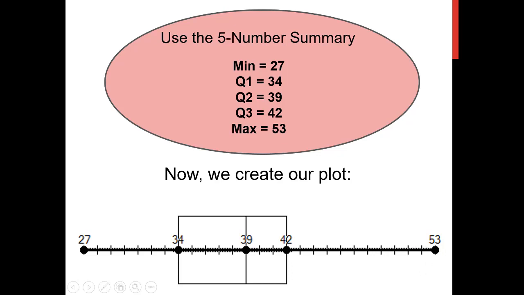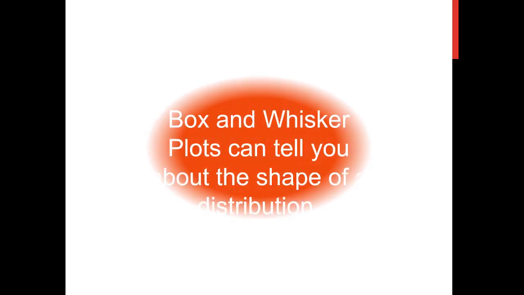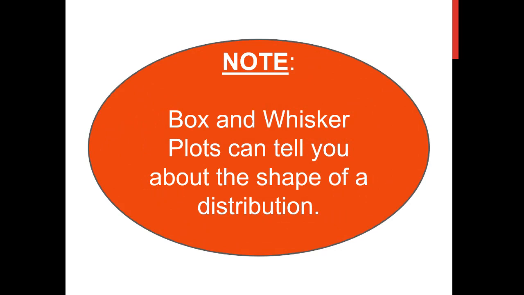Why is it important that we have a graduated number line? The reason is we call this graph a box and whisker plot because it looks like a box that has whiskers. But those whiskers actually tell us something. The length of those whiskers tells us about the shape of a distribution. So box and whisker plots can tell you about the shape of a distribution. If you have a long whisker on one side and a short whisker on the other, then that tells you it's going to be a skewed distribution in the direction of the longer whisker.